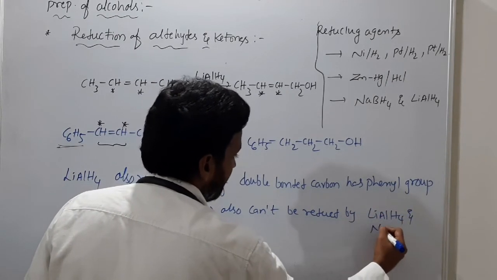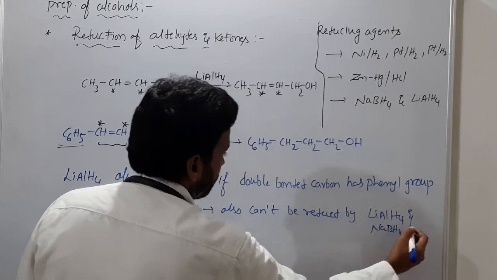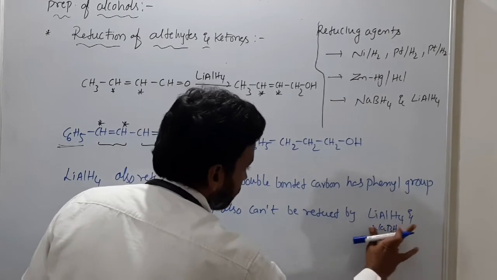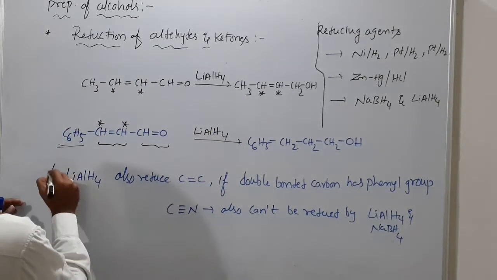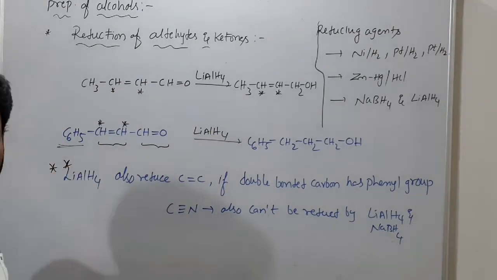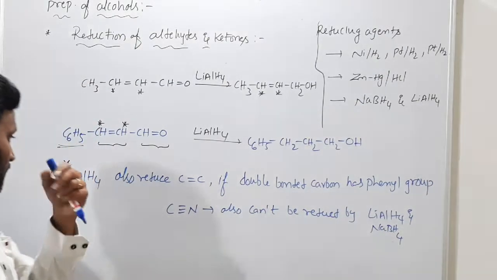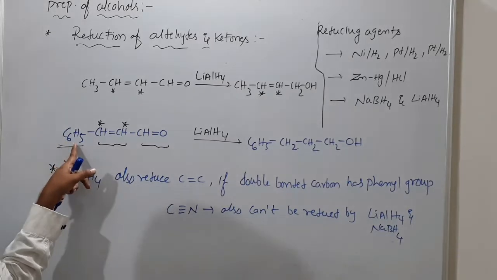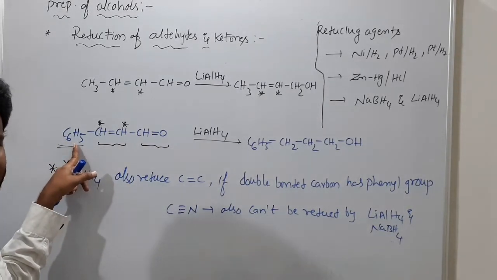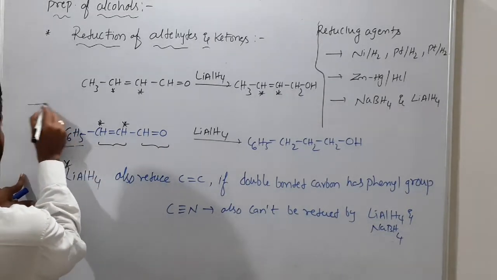LiAlH4 and NaBH4. The most important thing in this class. Please everyone note this down. But only one important thing for LiAlH4, only one exceptional thing. If the double bonded carbon has phenyl, do you remember what phenyl means? Benzene ring, C6H5, this one.